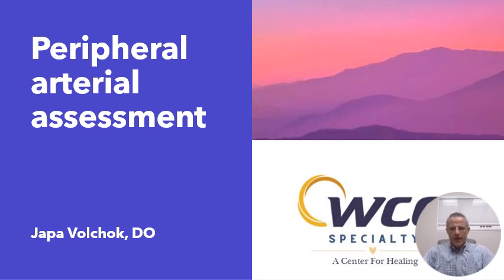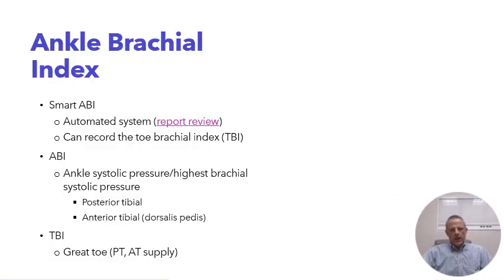Hi, Dr. Volchak here. This is an introductory module on assessment of lower extremity perfusion. This is specific to examining a patient for adequate arterial blood flow in the context of wound healing. The main tool that we use here at WCE for screening patients and determining if there is adequate blood flow to perfuse the lower extremity for wound healing is the ankle brachial index, or ABI.